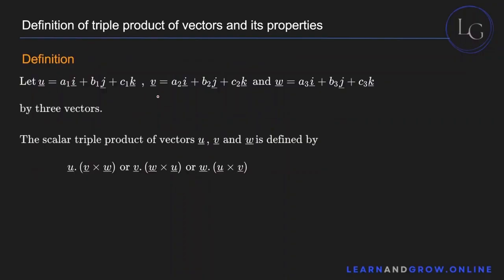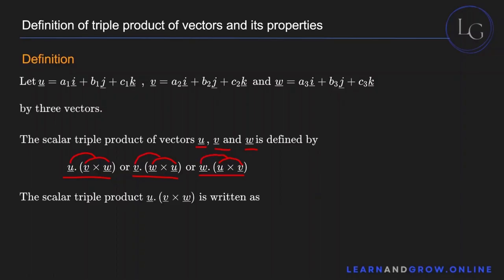We'll let u, v, and w be three vectors, and so the scalar triple product of the vectors u, v, and w can be written in these three forms, right? And that's what we discussed earlier. The sequence can be in any way, but the most important thing is that you take the cross product of two vectors, and then you take the dot product of the resultant with the third vector, right? So the scalar triple product can also be written down like this.